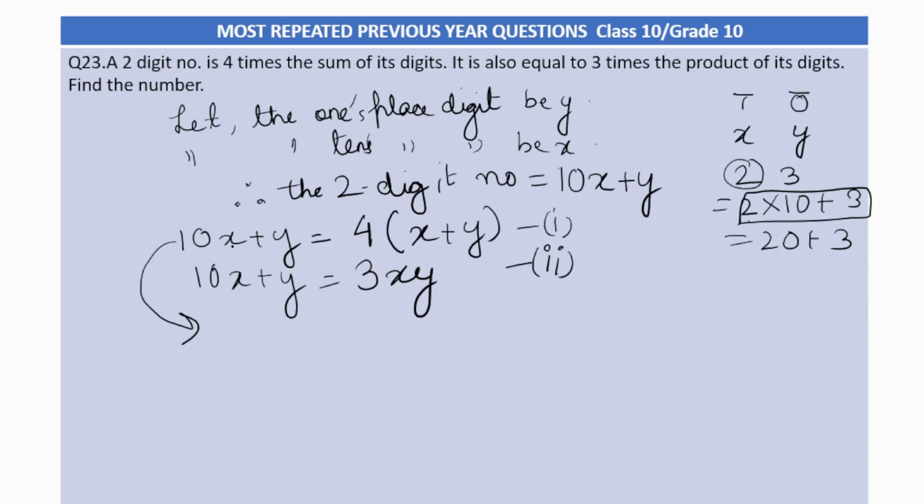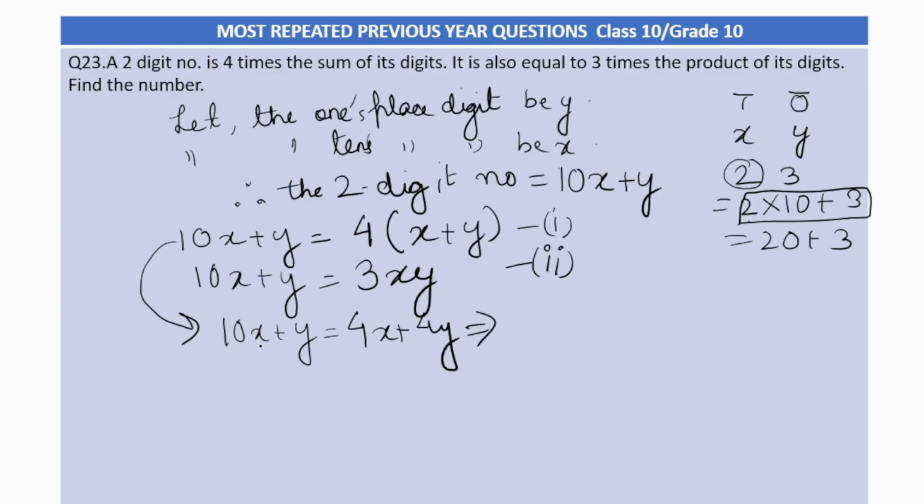Let's find one of the variables in terms of the other. So here we are getting 4x plus 4y. I'll write that. From here, I am directly coming to this place: 10x plus y equal to 4x plus 4y.